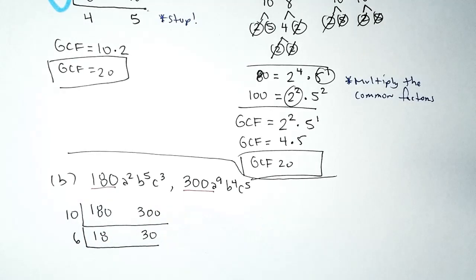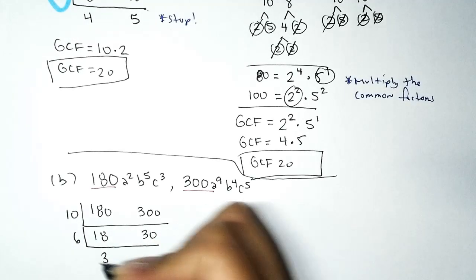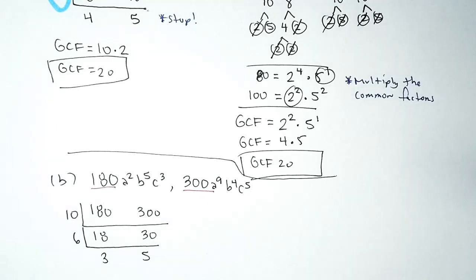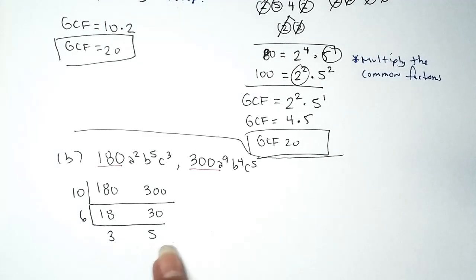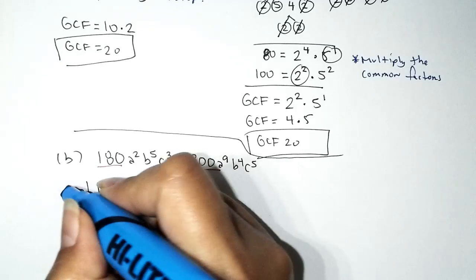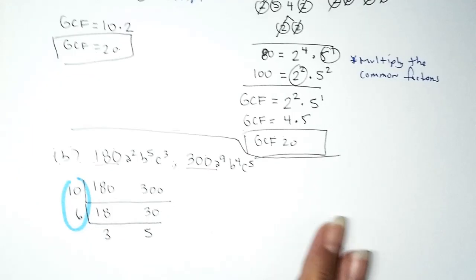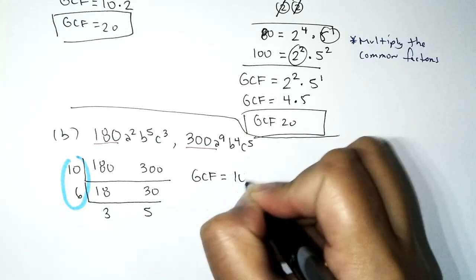If we choose to divide by 6, 6 goes into 18 3 times, and 6 goes into 30 5 times. Remember, we continue to divide until our leftovers don't have any more factors in common other than 1. 3 and 5 have no more factors in common other than 1, so we're good. The GCF is given by the product of all the numbers to the left of the ladder. So in this case, it's 60. Let me write it over here.